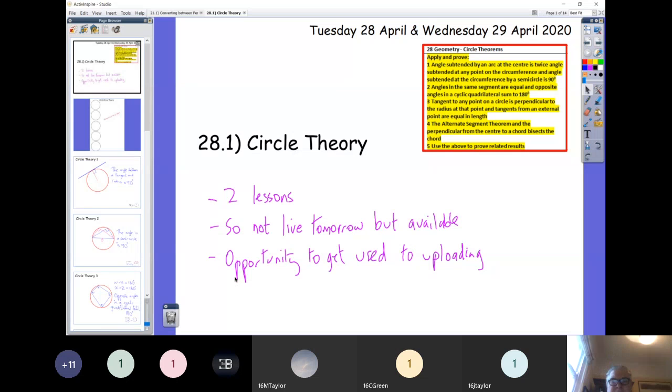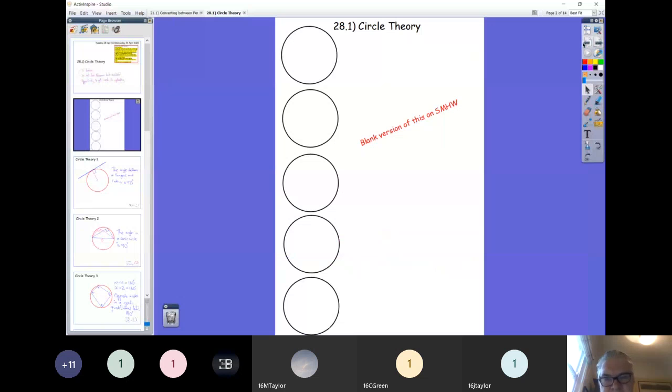So that's really what we're going to be filling in. Some of you may have had the opportunity to produce that sheet, to run that sheet off. If not, don't worry. Just draw some circles by freehand, and then you can tidy up your notes afterwards. Okay, so there are what I consider to be 5 fundamental circle theories.